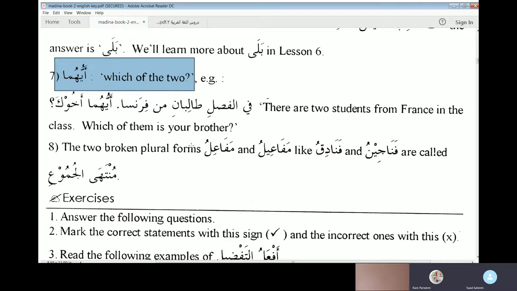Ayyuhuma, which of the two. For example, أيهما أخوك؟ في الفصل طالبان من فرنسا، أيهما أخوك؟ There are two students from France in the class. Which of them is your brother?